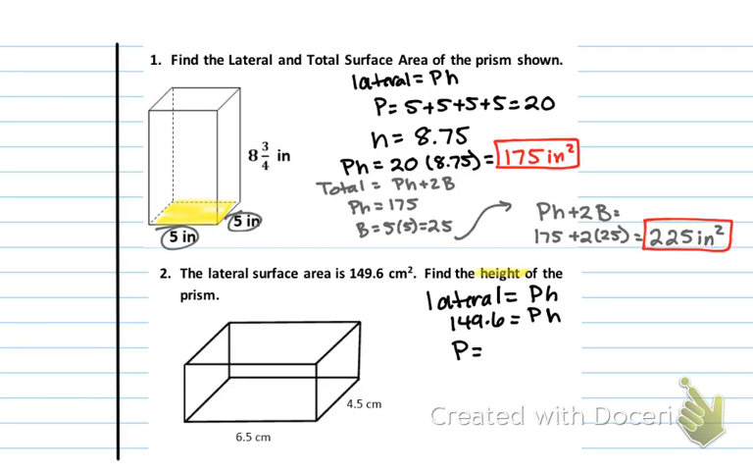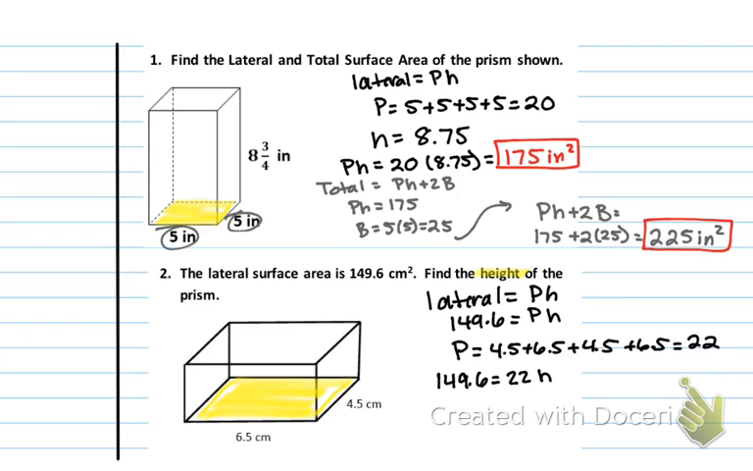So P, we know, is the perimeter of the base, which is this. So we got 4.5 plus 6.5 plus 4.5 plus 6.5, right? Because it's this plus this plus this plus this. Okay, that should give us 22. And then we can find our height. So our lateral surface area is 149.6. Our capital P is 22.